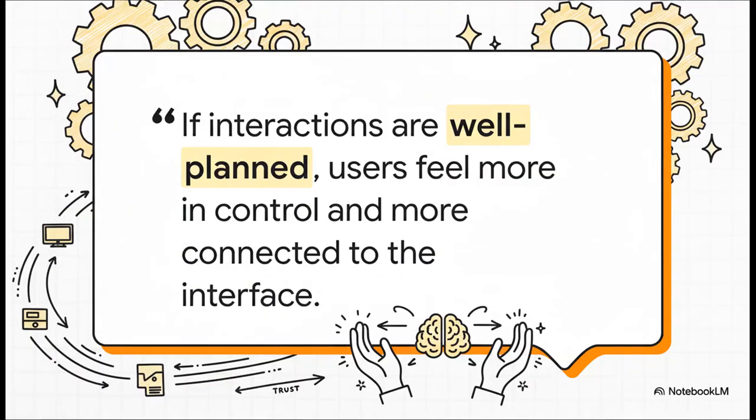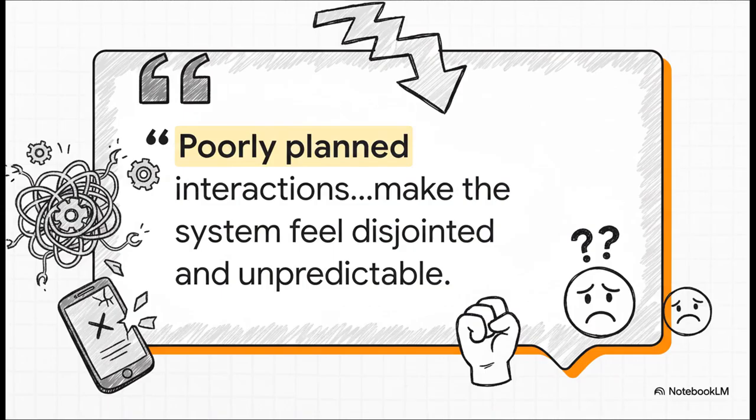When it's done right, you get this. The system just feels like an extension of what you want to do. You feel in control, you feel connected, and you trust it because it behaves in a predictable, helpful way. You know that feeling when an app just gets you? That's not an accident. It's meticulously planned. But when it's done poorly, you get the exact opposite. And we've all been there, right? You tap a button and the whole screen just reloads for no reason. Or you get some vague error message with no clue how to fix it. That's a disjointed, unpredictable system, and it just makes you feel confused, frustrated, and honestly, kind of powerless.